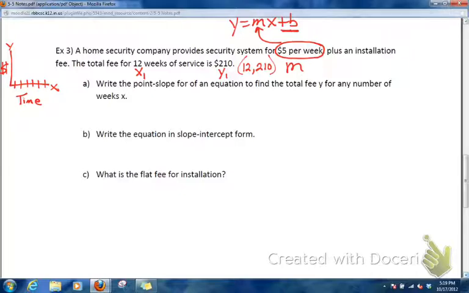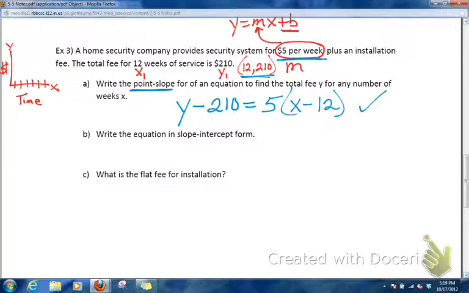Well, if you notice here, what you now have is you have a point, 12, 210, and a slope. So we're going to use in letter A here the point slope form, which that's what letter A says. Write the point slope form of an equation to find the total fee y for any number of weeks x. So you're simply going to say, well, I'm going to have y minus y1, which is 210, equals m, which is 5, times x minus x1, which is 12. Okay, so there's your point slope form.